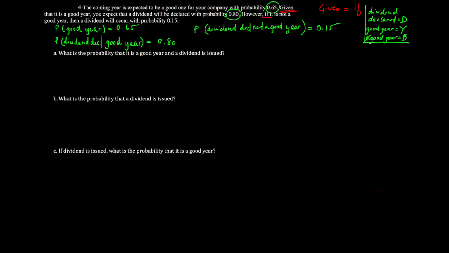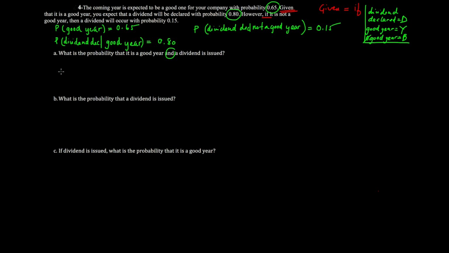As you read the problem, write out what you see, okay? So we did given, we know that it's a conditional, that it's a good year, and then what are we looking for? That a dividend is declared. So we took it almost word by word and we put it in probability form. So now it's going to be very simple. So in part A, we want to know what is the probability that it is a good year and that a dividend is issued. So what is that?